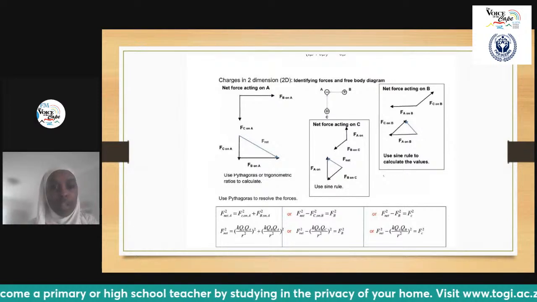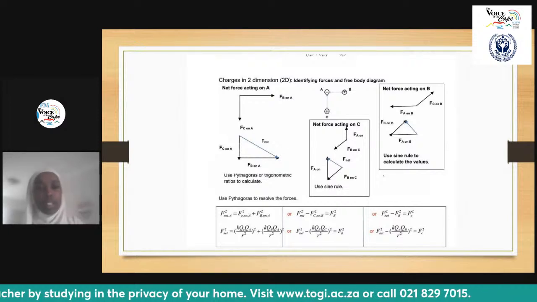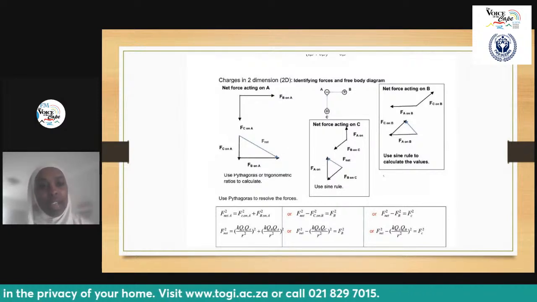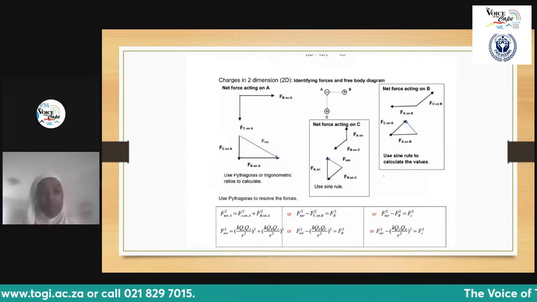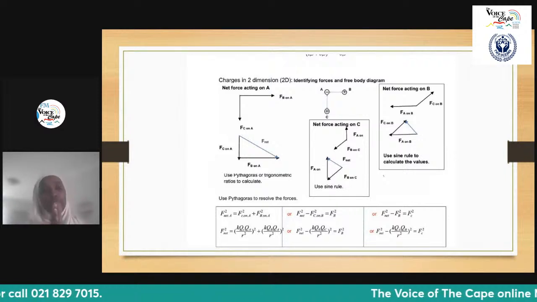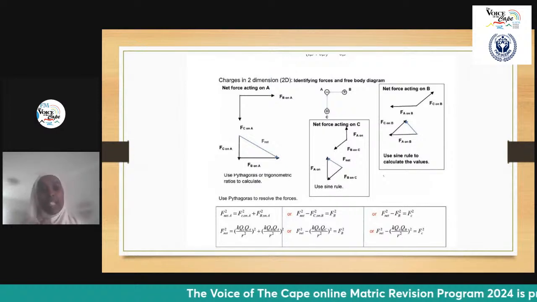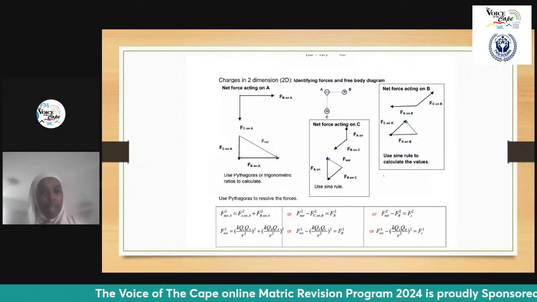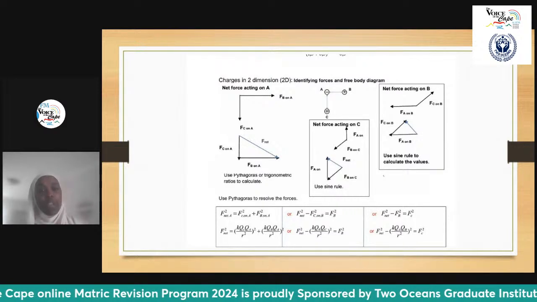So here they show you F net. Q_C, the charge of C, multiplied by the charge of A over r squared, the distance between C and A. Then B and A, you take charge B multiplied by charge A divided by the distance between B and A squared. That's very important.